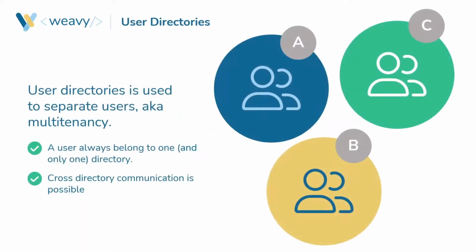User directories exist simply because of multi-tenancy, right? So you probably have a key in your system lumping these users together and these users together. Weavy has the exact same thing, so you can lump users together so they can collaborate and communicate within their directories. A user is always associated with one directory and one directory only, but it still allows for cross communication between directories. We're going to tell you how that actually works.